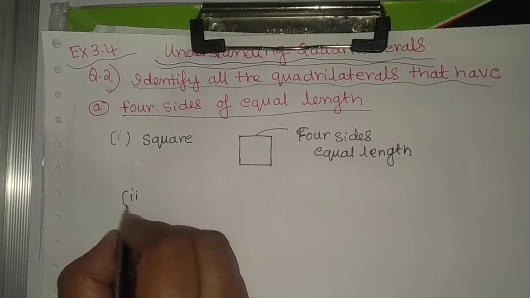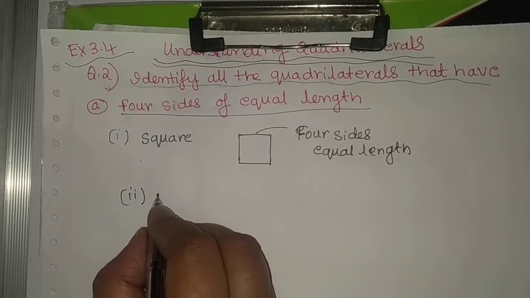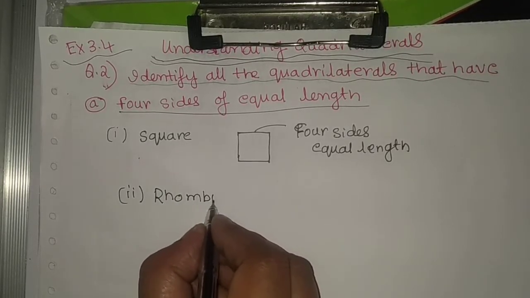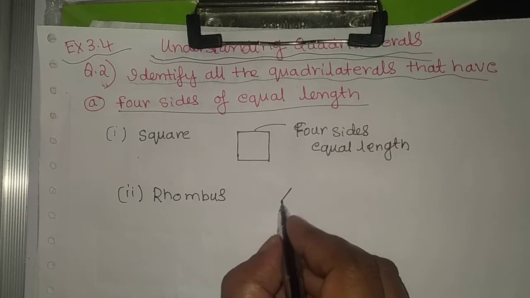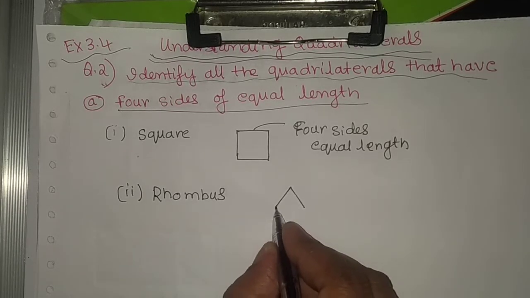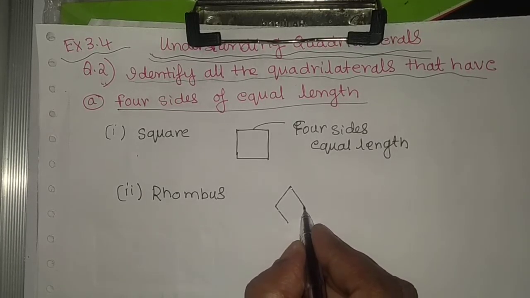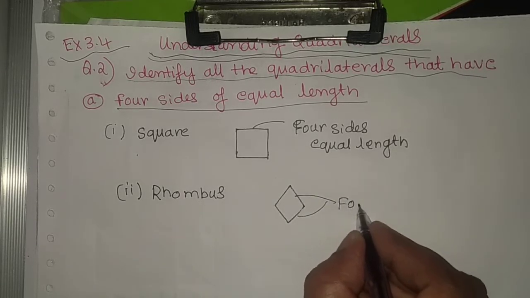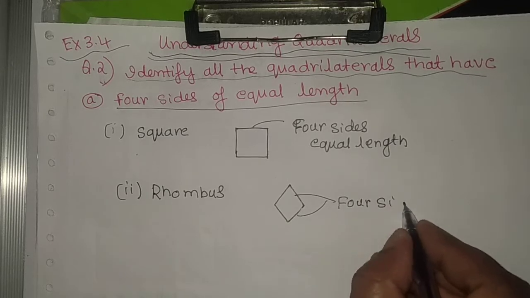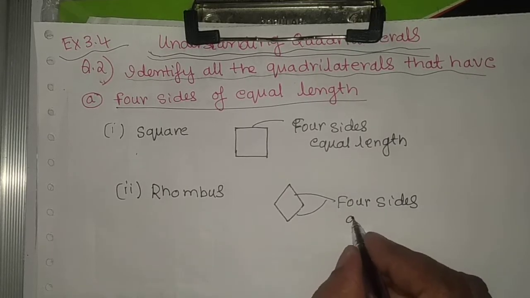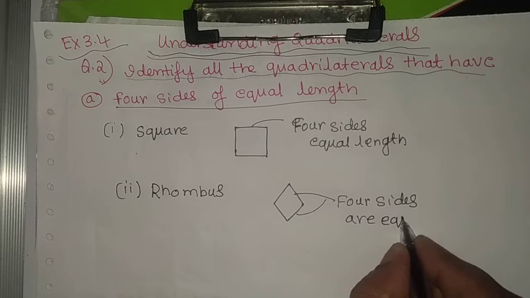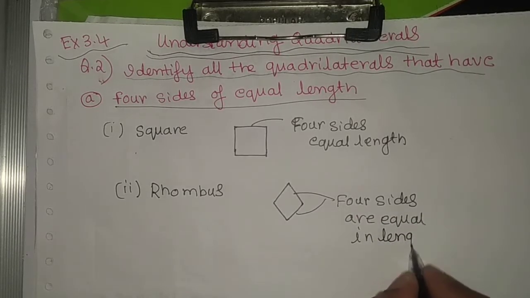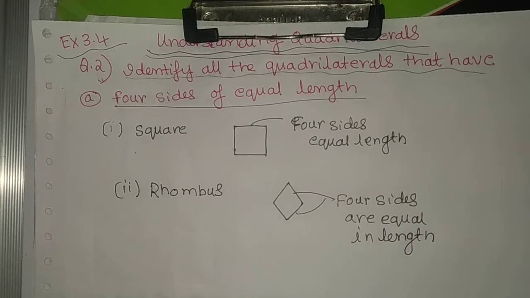Next one we can take as rhombus. Rhombus is also a quadrilateral with the 4 sides equal in length. So here also 4 sides are equal in length. So these are the 2 quadrilaterals.